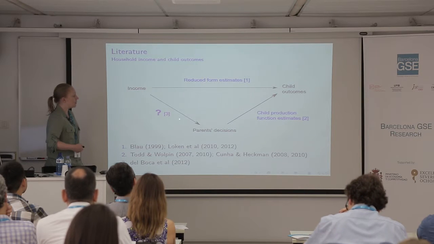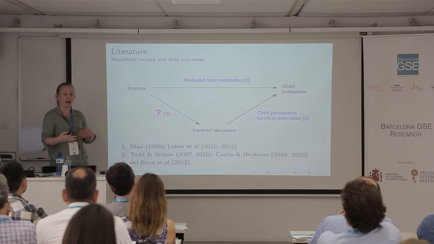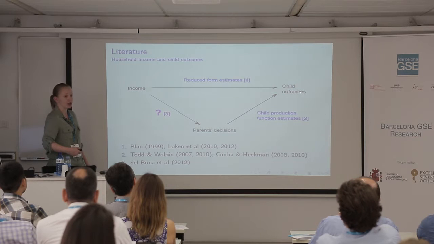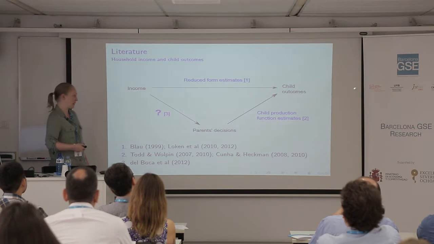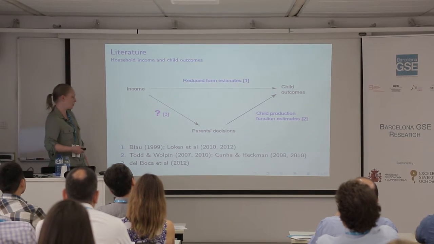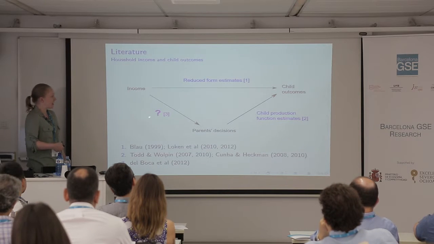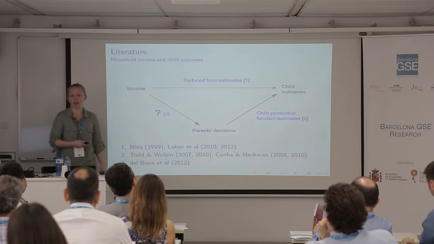Firstly, the way that income affects parents' decision making and the way that they allocate resources within the family. And then secondly, the way that those resources translate into child outcomes. There's been a lot of work looking at this idea of a child production function within the household, but there has been little work looking at this first mechanism, and that's where my research comes into play.